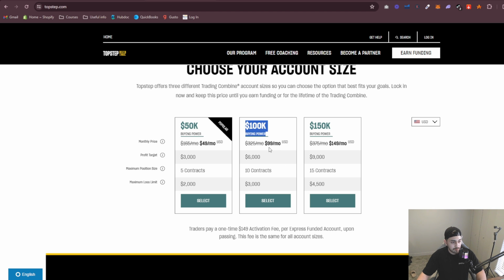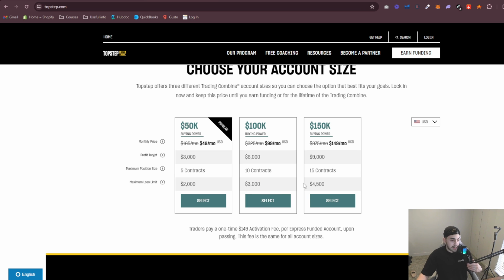Then you have 100K for $100 a month and 150K for $150 a month. And now you're pretty much trading these drawdowns, these maximum loss limits. Think of it as this is what you're trading. You have $3,000 before you lose the account. If you breach the account, then you lose it and you have to restart.